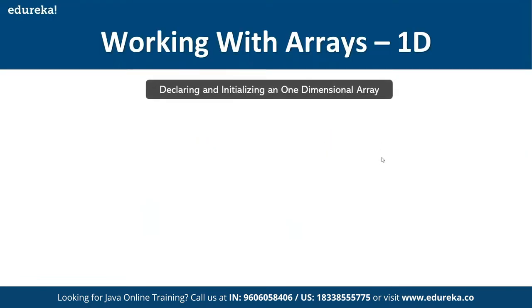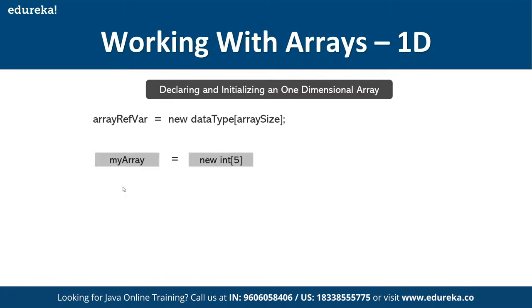When it comes to working with arrays, the first thing is how we can declare and initialize a one-dimensional array. If I want to declare and initialize a single-dimensional array, I would say: array reference variable is equal to, I'll mention my data type, and we'll have to specify the array size. So this is how we define an array. An example can be myArray is equal to new int 5. This will take care of my declaration as well as initialization.